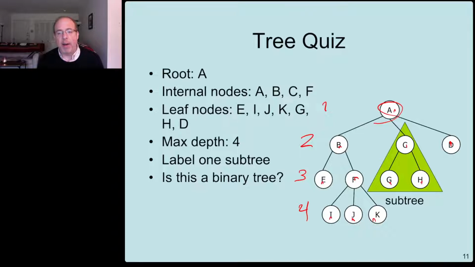And is it a binary tree? The answer to that is no, for 2 reasons. A has 3 children, and F also has 3 children. So it's not a binary tree. And Manish, to answer your question, the height of A is also 4, because the height of the tree at the root is always equal to the maximum depth of the lowest leaf.